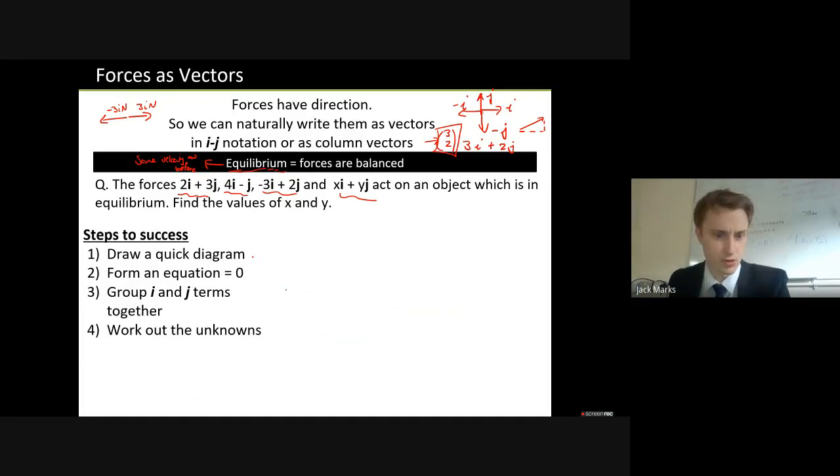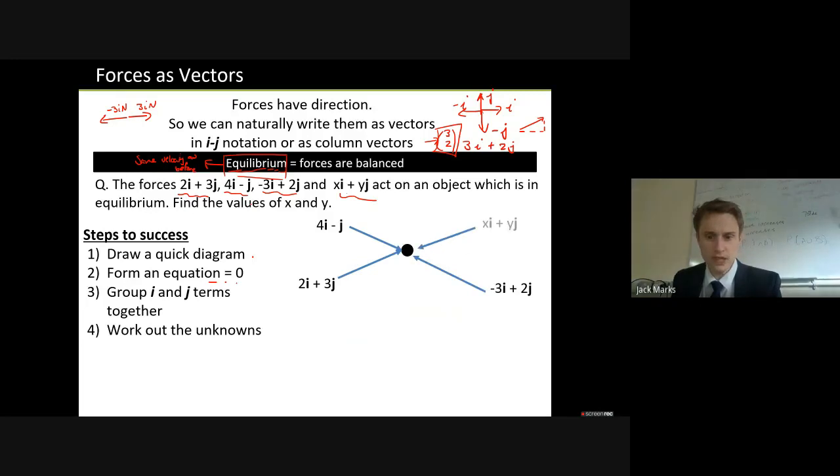So we want to draw a quick diagram. Certainly at this stage here, we want to draw a quick diagram. Later on with the i's and j's, you might be able to move past that. We want to form an equation that's set equal to 0. So we want the resultant, the overall, to be 0. That's what will happen in equilibrium. Okay. And we talked about the i and the j, horizontal and vertical motion, and vectors in general are separate. So we need to solve them separately. If we do all of that, we should be able to work out the unknowns.